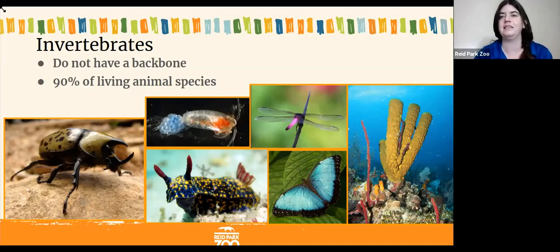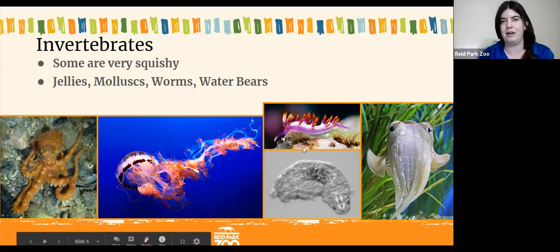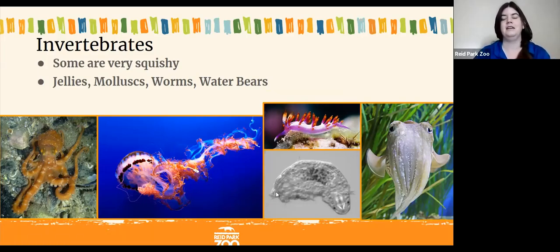So you'll have some like sponges, insects are invertebrates, sea slugs. And there's so much diversity of invertebrates, we don't have enough time to go through all of that today. But we're going to talk about just a little bit, just noting that some invertebrates can be very, very squishy. Oftentimes aquatic invertebrates are very squishy, like octopus, jellyfish, slugs, and worms. This little guy right here is a microscopic invertebrate called a water bear. So there's a huge diversity of invertebrates that don't really have any sort of skeleton at all.